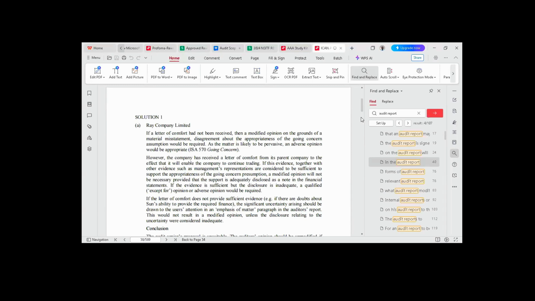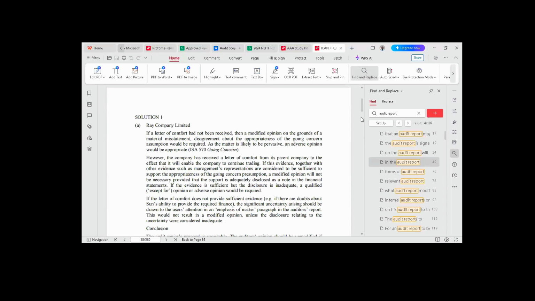As the matter is likely to be pervasive, an adverse opinion will be appropriate. However, the company had received a letter of comfort from a parent company to the effect that it will enable the company to continue with trading. If this evidence, together with other evidence such as management representation, is considered sufficient to support the appropriateness of the going concern assumption, a modified opinion would not be necessary, provided the support is adequately disclosed as a note in the financial statement.